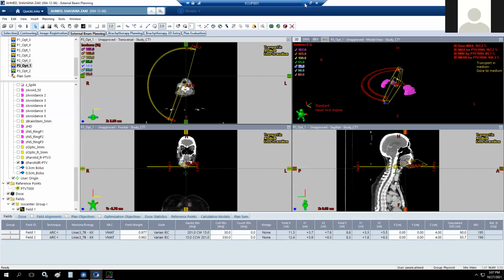There is a question in the chat box. Kindly show the plan of head and neck again. Khurram, which plan do you want to see? Phase 1, phase 2, phase 3?